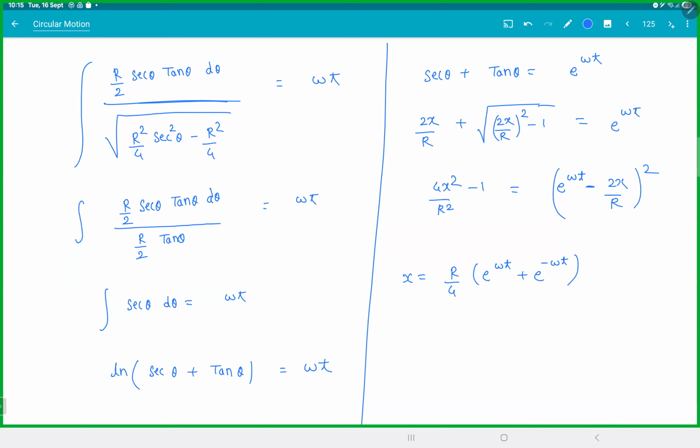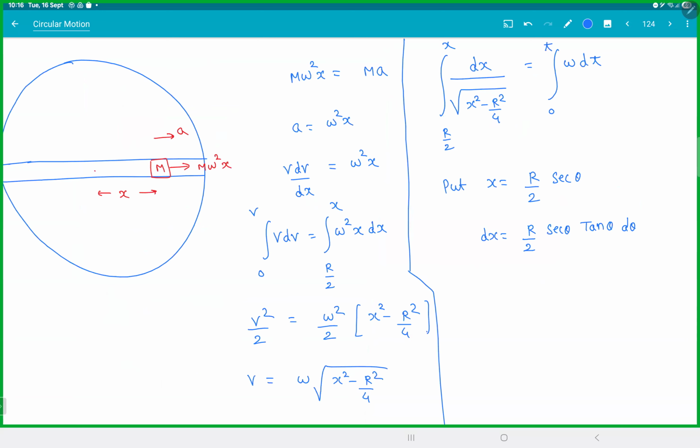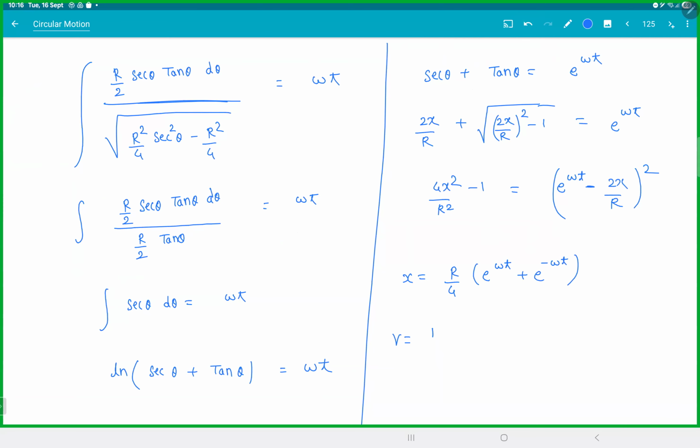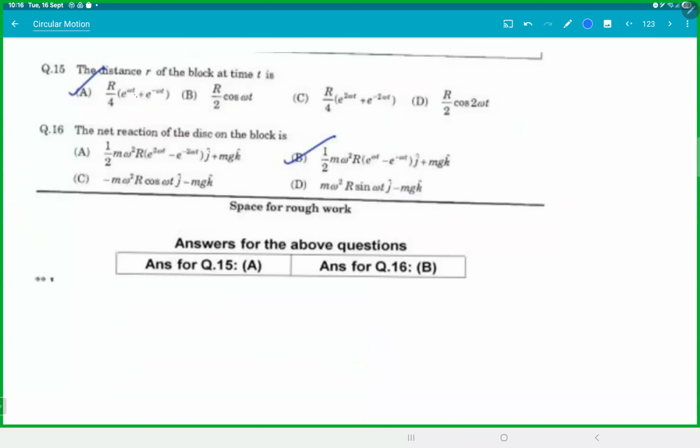Clear with this? It's lengthy. It's more of a maths. Physics got over after you wrote this. And once you got that x, you can find the velocity, which is dx by dt. That is r omega by 4 times e power omega t minus e power minus omega t. That's your velocity as a function of time t. Why do I need that? For the second part. He's asking the net reaction on the block.